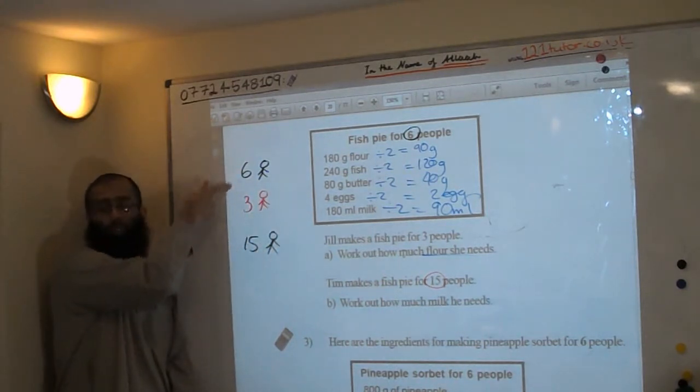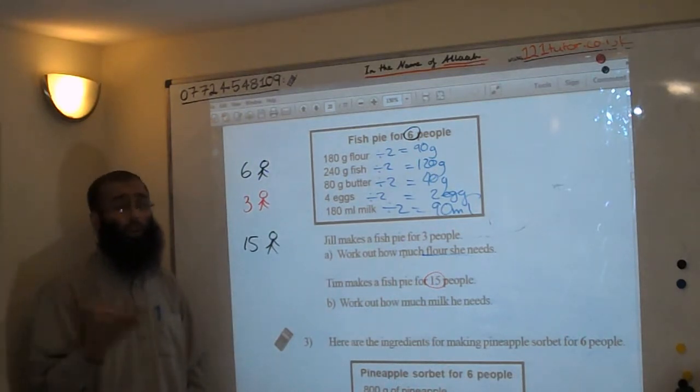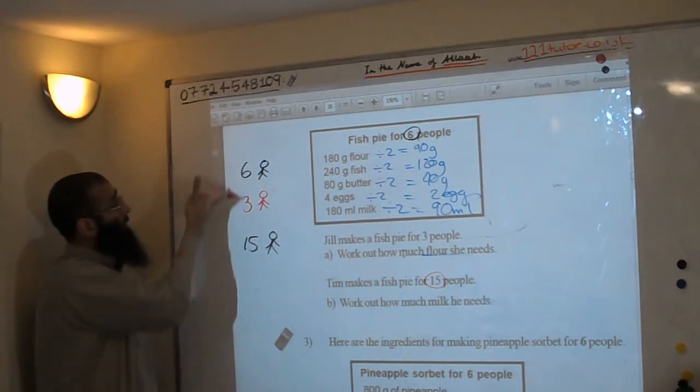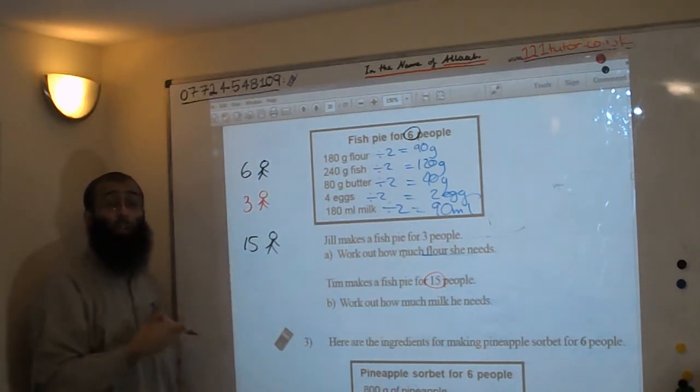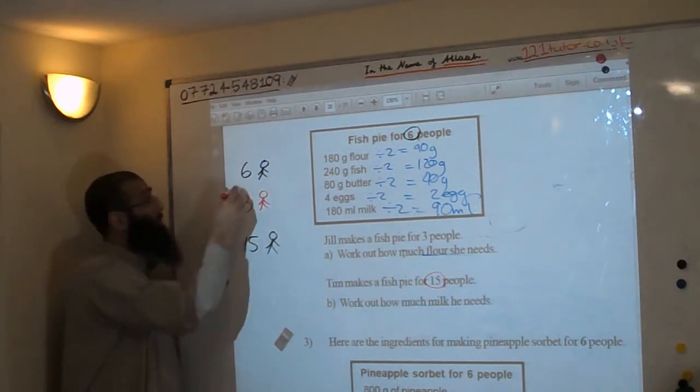Because if you know how to get from 6 to 3, does 3 go to 15? Yes. So what you have to do now is go in 2 steps from here to there, and 2 steps that we know how to do. We know how to halve and we know how to times by 5.